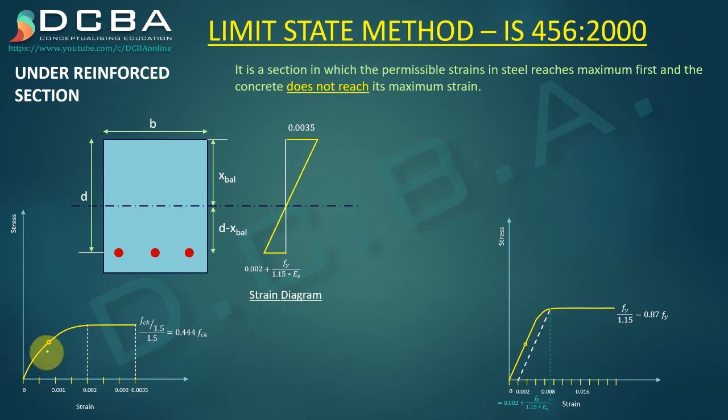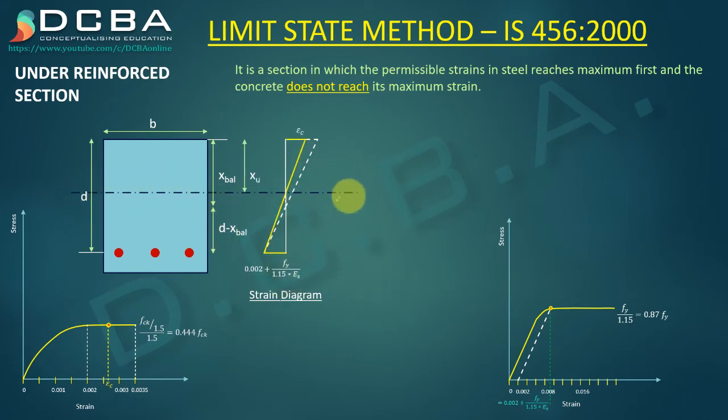So you can see here that our steel has reached its value, but concrete did not, and concrete is at some intermediate strain value. Let's say it is epsilon c, some strain in concrete, and the strain diagram will also get modified.